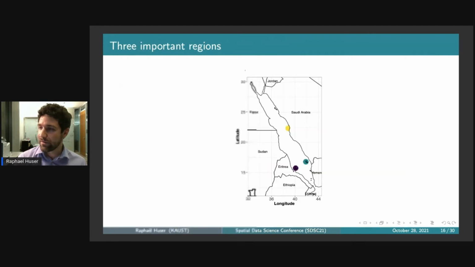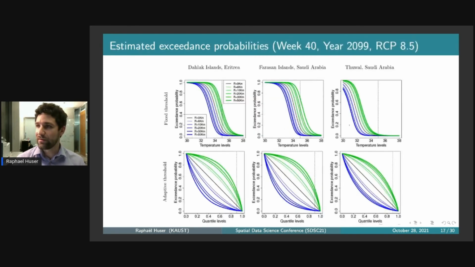These are the three regions that we considered. In yellow here is a region next to KAUST. In green is a region close to the Farasan Islands of Saudi Arabia, where you have a lot of coral reefs. And in purple is a region close to the Dahlak Island of Eritrea, also with a lot of coral reefs. We computed these exceedance probabilities. I don't want to describe everything in detail, but the bottom line is these estimated probabilities are pretty high. This indicates that there is a high chance of coral bleaching by the end of the century.